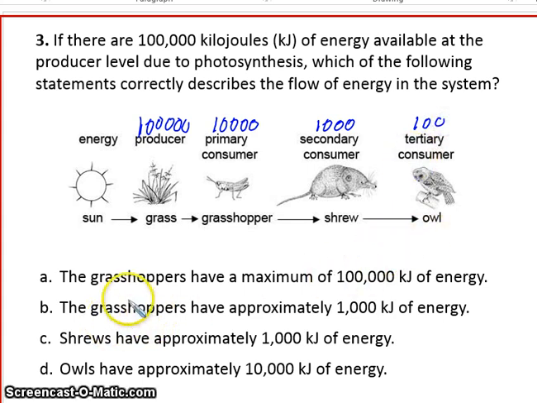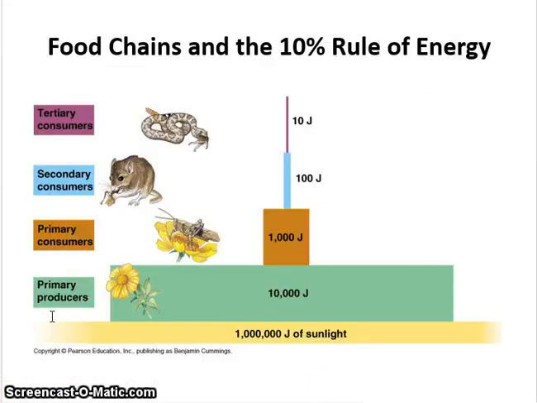If I go through this, grasshoppers would have a maximum of 100,000. No. They would have approximately 1,000. No, we said 10,000. Shrews would have approximately 1,000 kilojoules. I do like that one. Owls have approximately 10,000 kilojoules, and that's not true either. So that's how we arrive at that question.